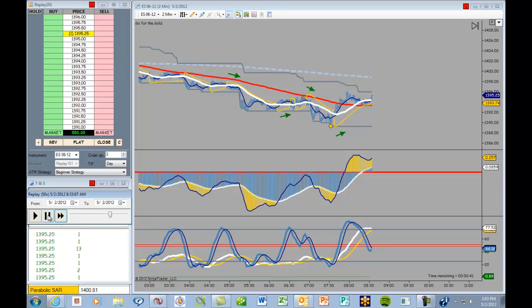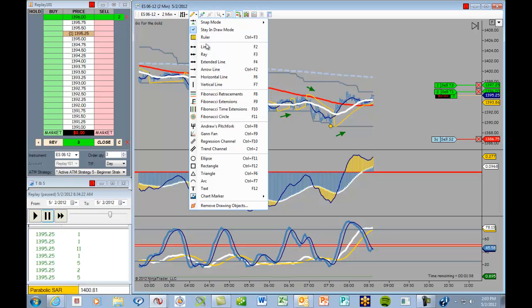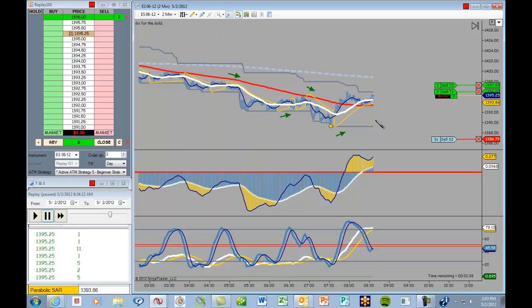Okay, the price is starting to rise. All right, there's enough of a hook there to go forward. Let's get long and arrow and data.